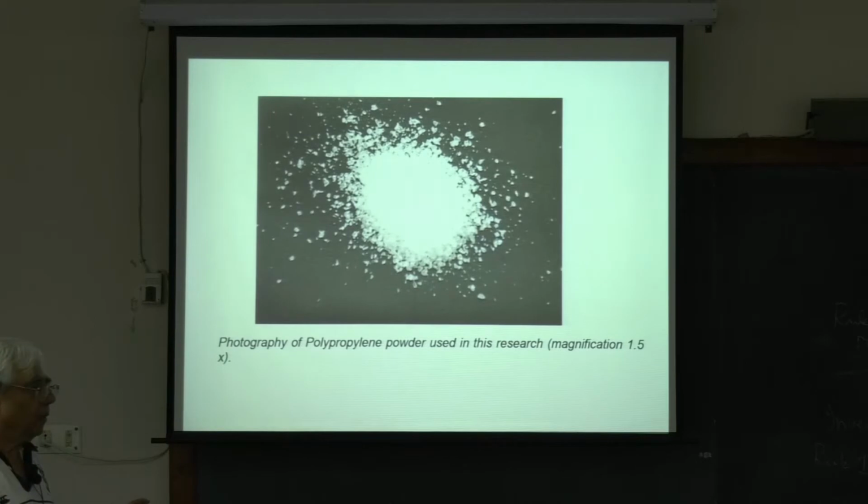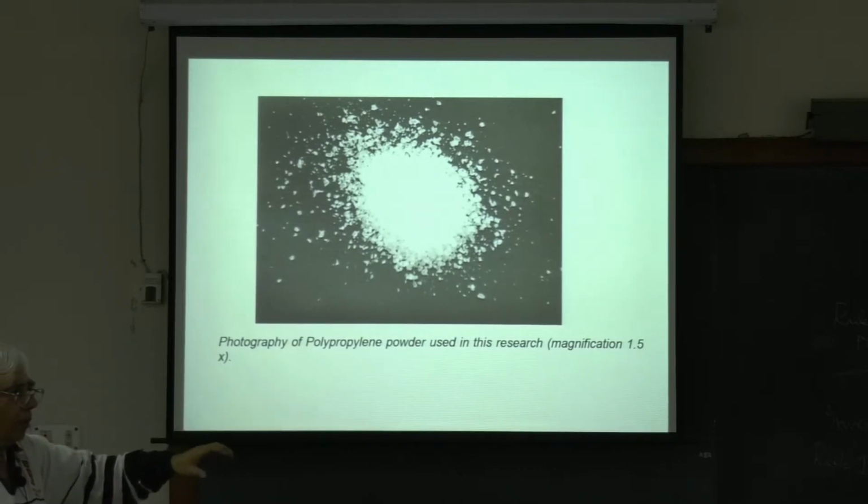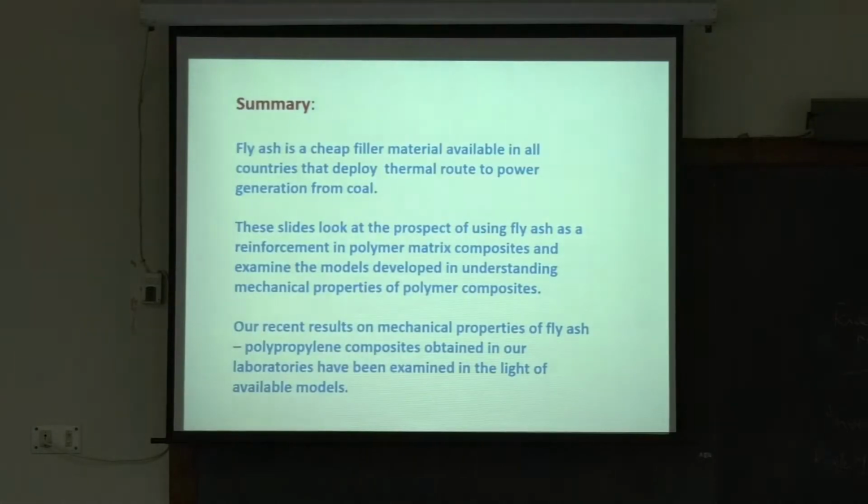So the fly ash which Dr. Kaur showed you yesterday, if you just pour it on a paper on the table, it looks like this. Now this is a bit whitish, but no, this is not fly ash. This is polypropylene. That's why it shows white. But if you put fly ash, they also look the same. But it's still always better to put a scale bar there. But it says it's magnified 1.5 times.